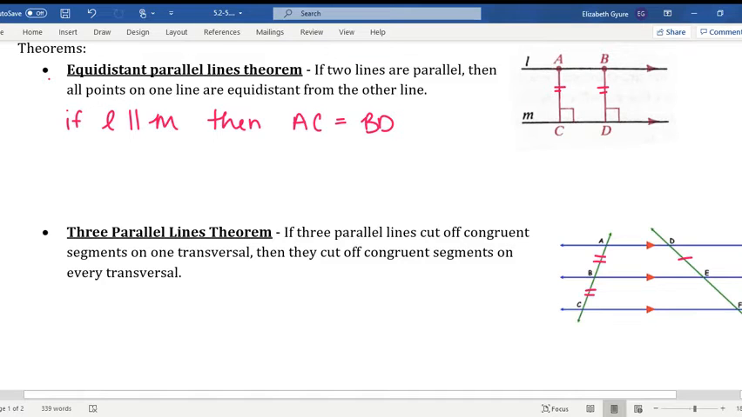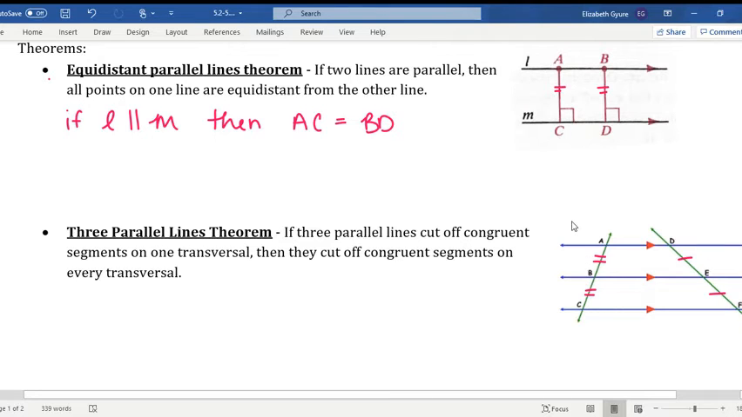Exactly. Segment DE is congruent to segment EF. And not necessarily that the opposite sides are congruent, right? It's not necessarily going to be the case that AB is congruent to DE, but basically this is saying if they're congruent along the one side, they will have to be congruent along the other side. Okay. Any questions about either of those?